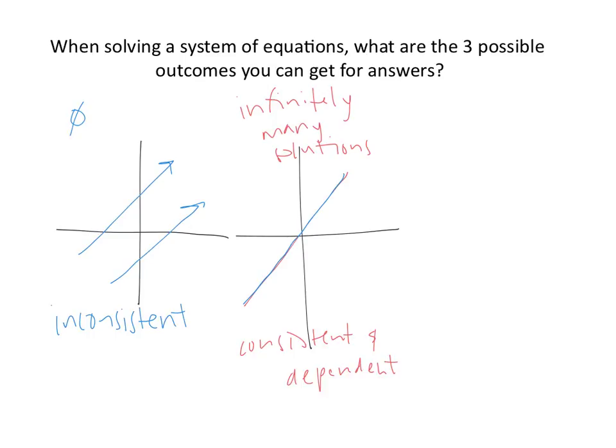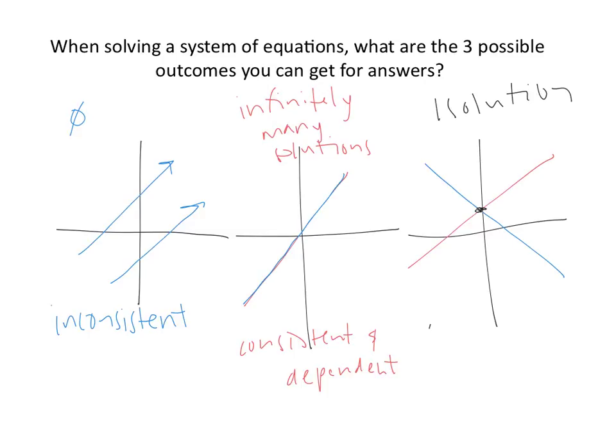And the last possible scenario is if we have a graph and the two lines intersect exactly one time, we would have one solution be where the two intersect, and that would be called consistent and independent.